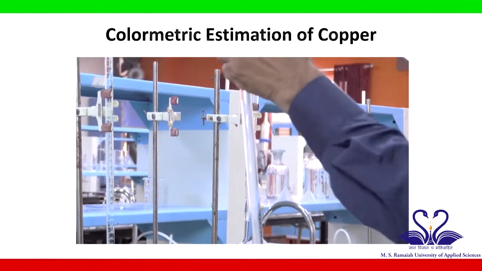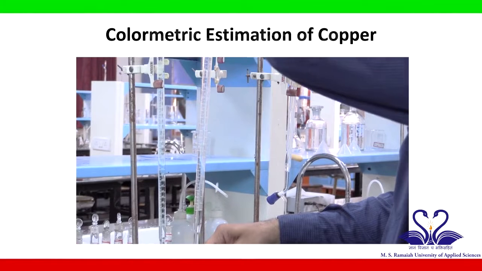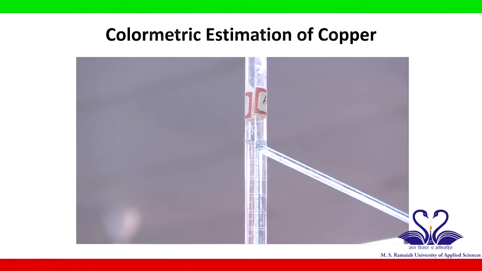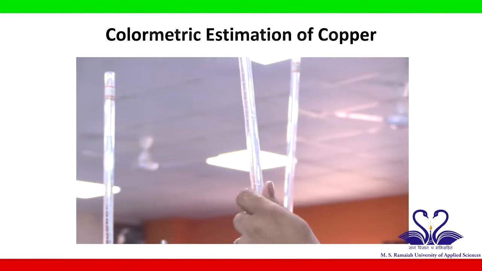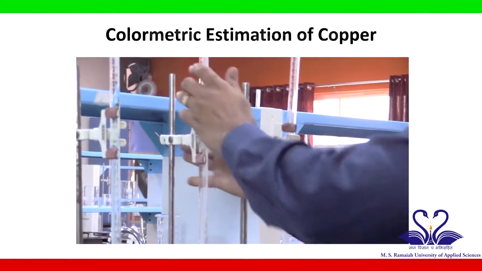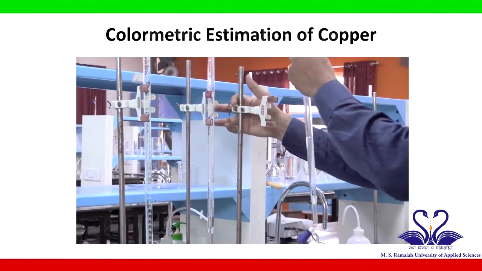So it is diluted ammonia. So you can make it up to the 0 mark. Carefully clamp it. And the last one should be filled with the distilled water.